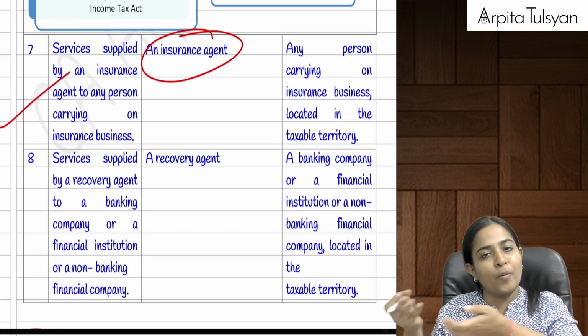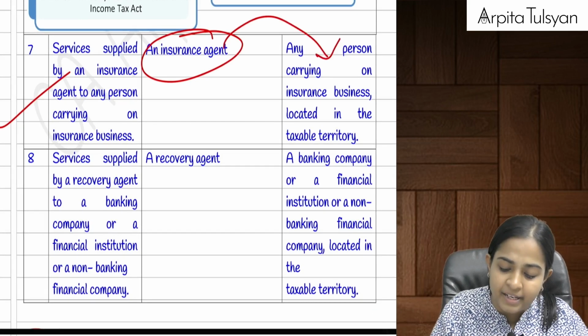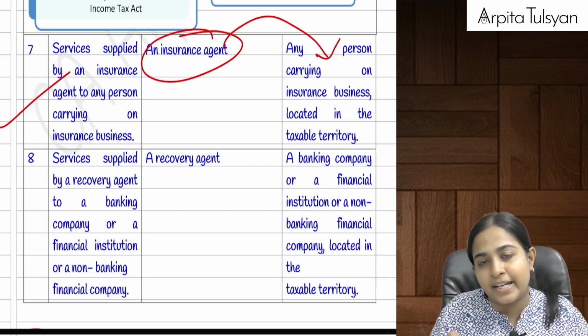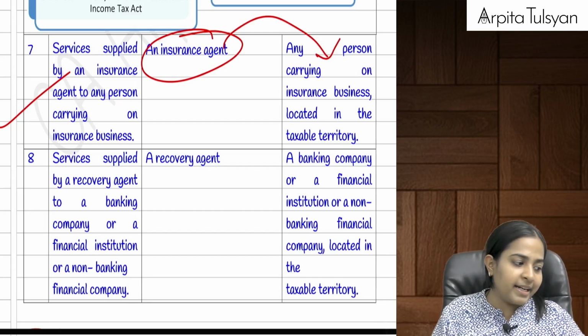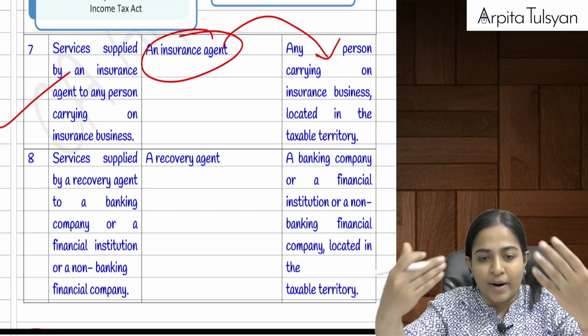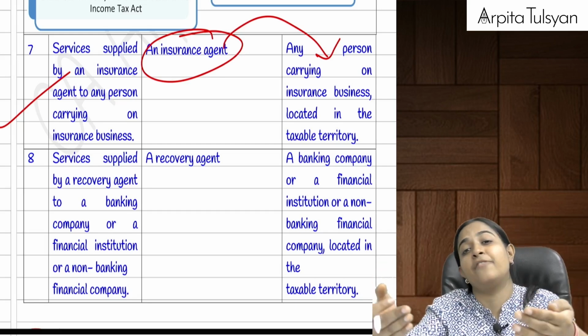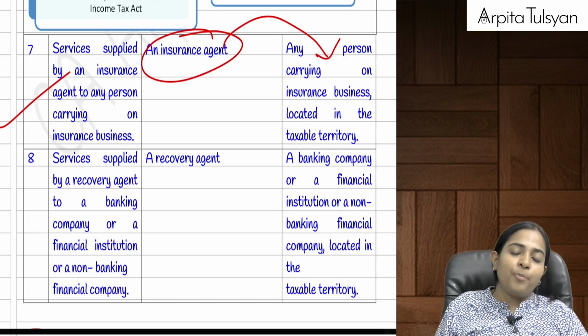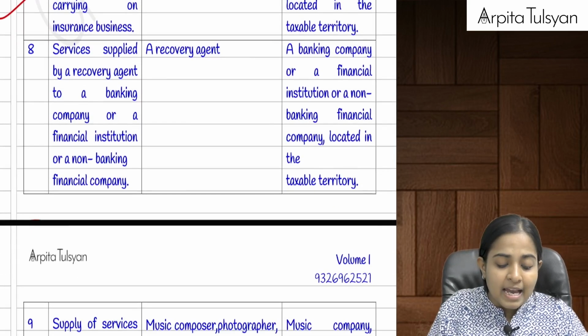Okay, then going to the next one, services supplied by an insurance agent. The insurance agent provides the services to the insurance company, that is, it gets the client for which it gets the commission in return. The insurance agent is providing the services to the insurance company, for which the insurance company is required to pay commission to the agent. Liability to pay the taxes is on the insurance company.